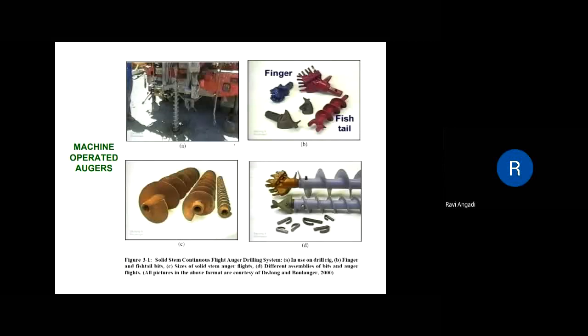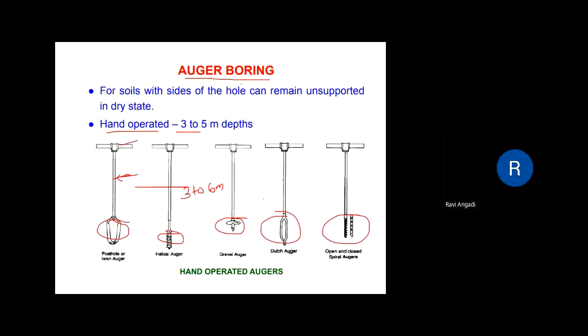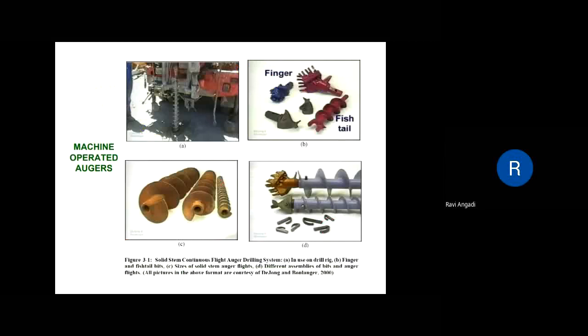So when these fail to give more information about the strata, then we go for the indirect methods, the geophysical methods. So this is what we have about auger boring. They are manually operated and mechanically operated auger borings. Hand operated auger boring is very useful up to 5 or 6 meter depths, and up to 12 meter depth we can go by using mechanical or power driven augers.